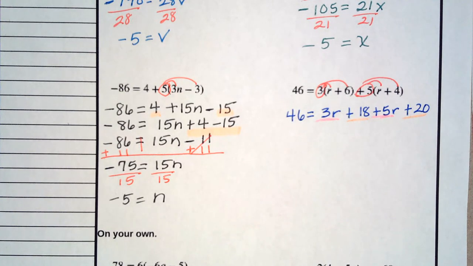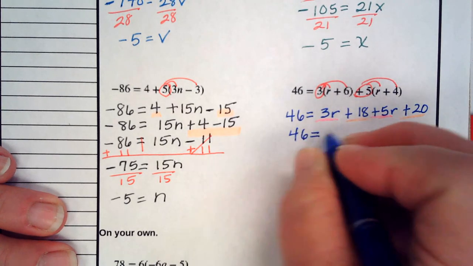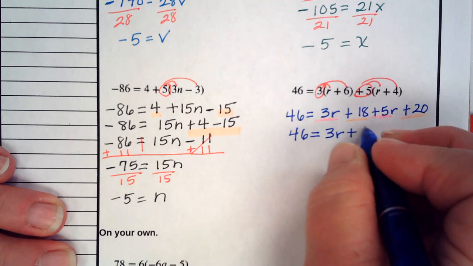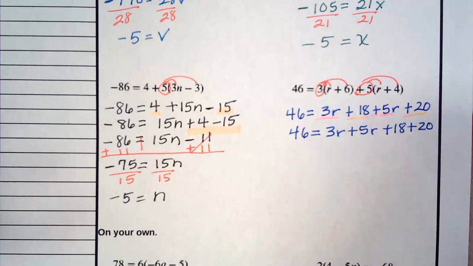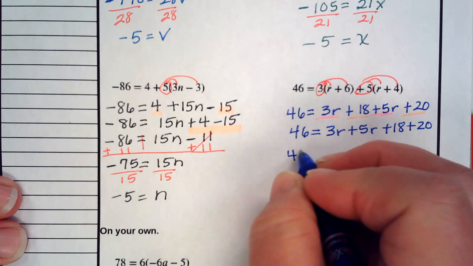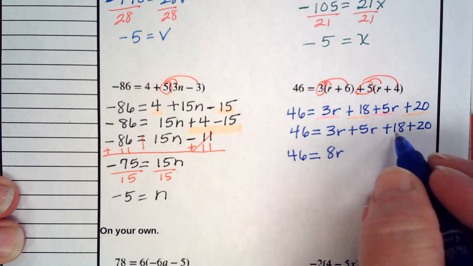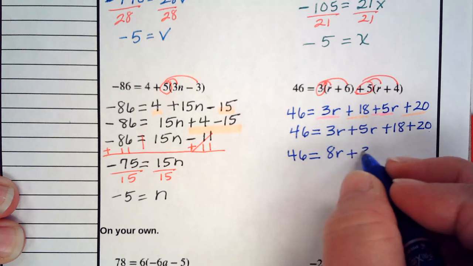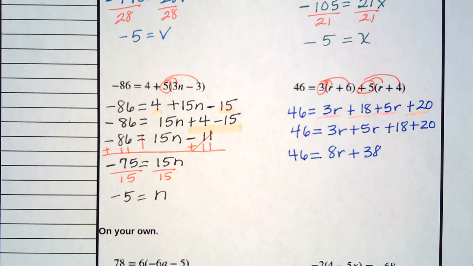Addition is commutative, which means order does not matter. 46 is equal to 3r plus 5r plus 18 plus 20. Combine like terms. 46 is equal to 3r plus 5r is 8r. 18 plus 20 is 38. So it's 8r plus 38. Now we're ready to solve.